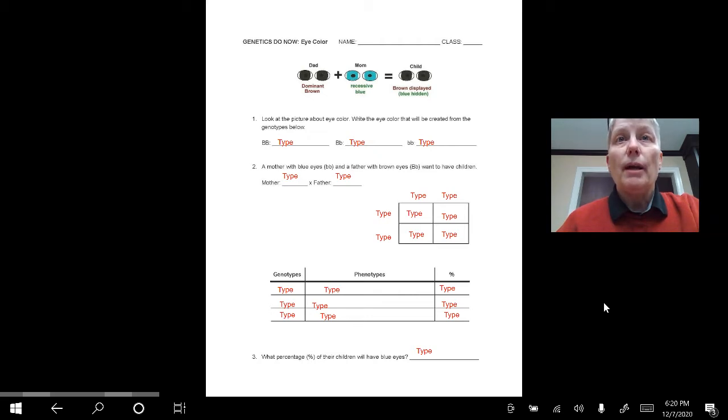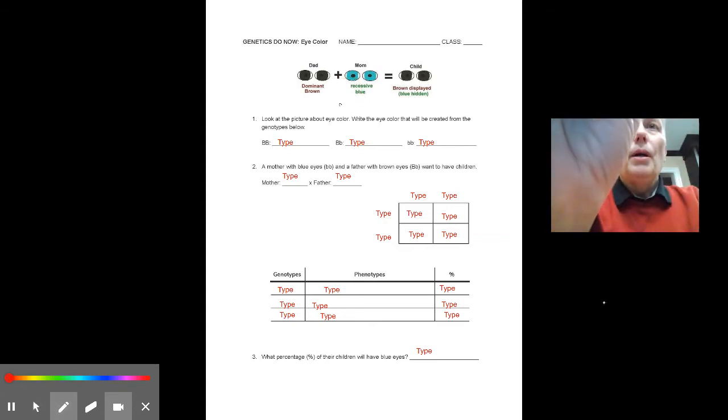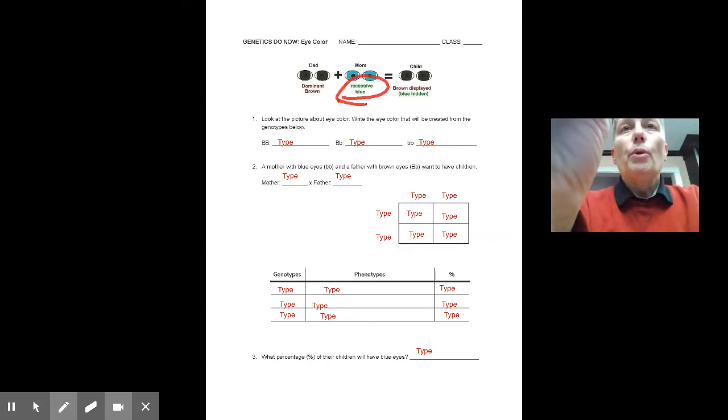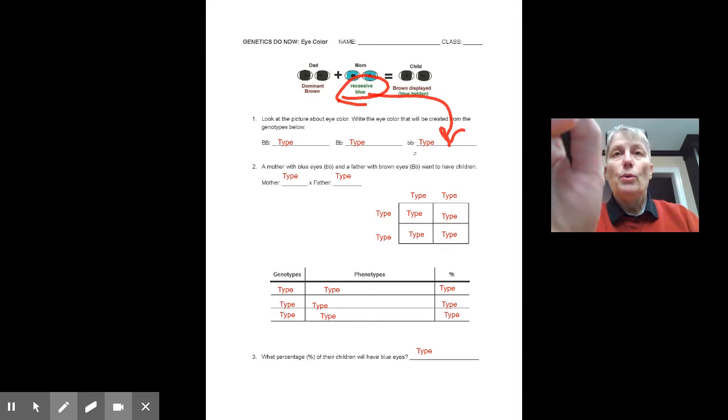It says, look at the picture about eye color, write the eye color that would be created from the genotypes below. So on this one, I'm going to circle this one. This one is blue, so this is recessive, and there are two small lowercase b's there, and the only way to be recessive is to have two lowercase b's. So to have that, you would have blue. So when it says write the eye color there, you're going to type in blue, all right?